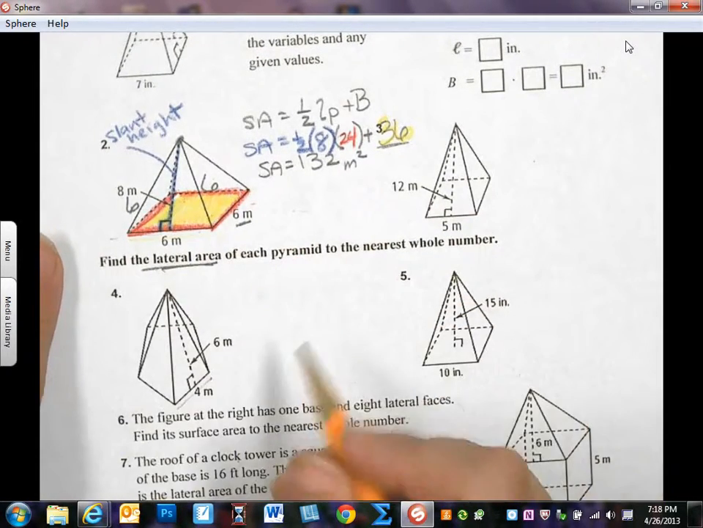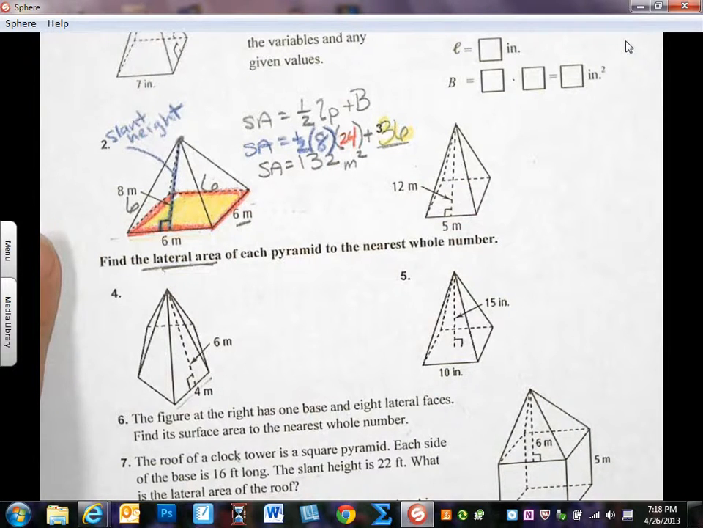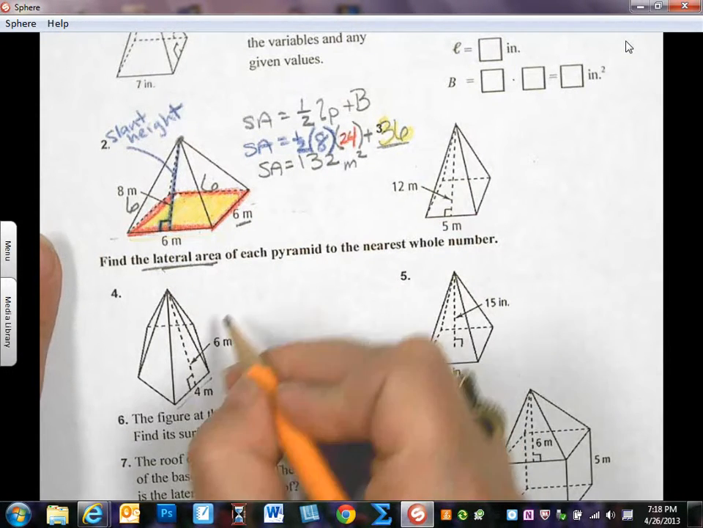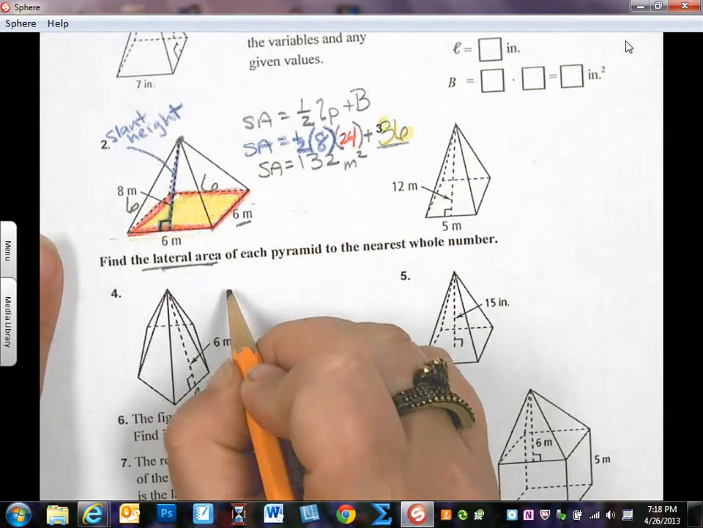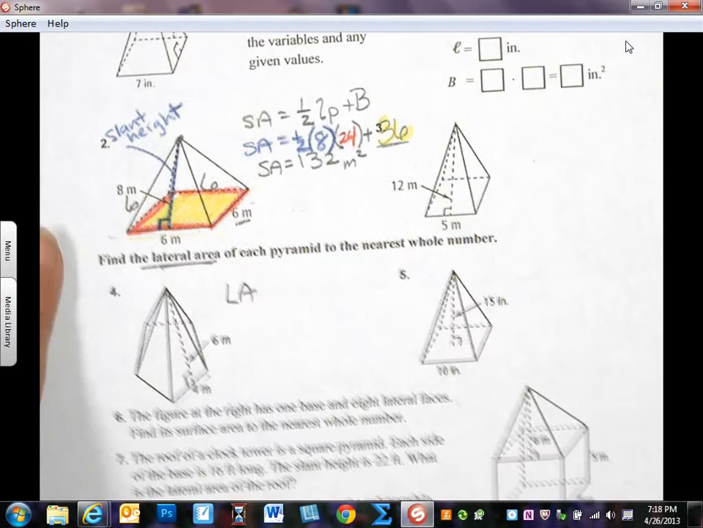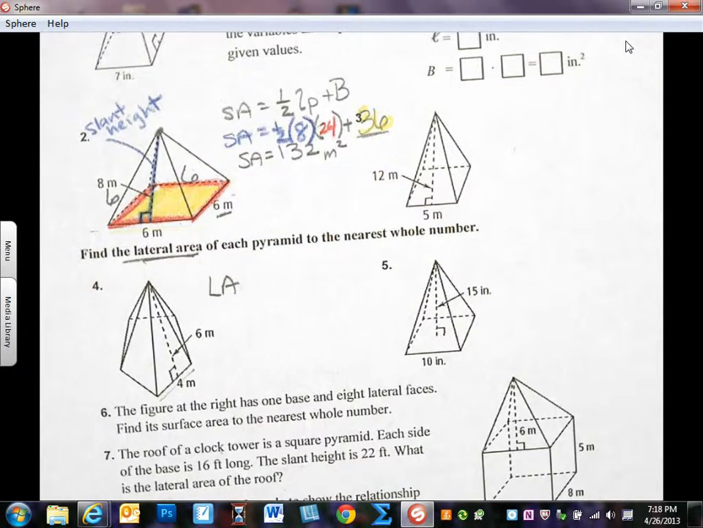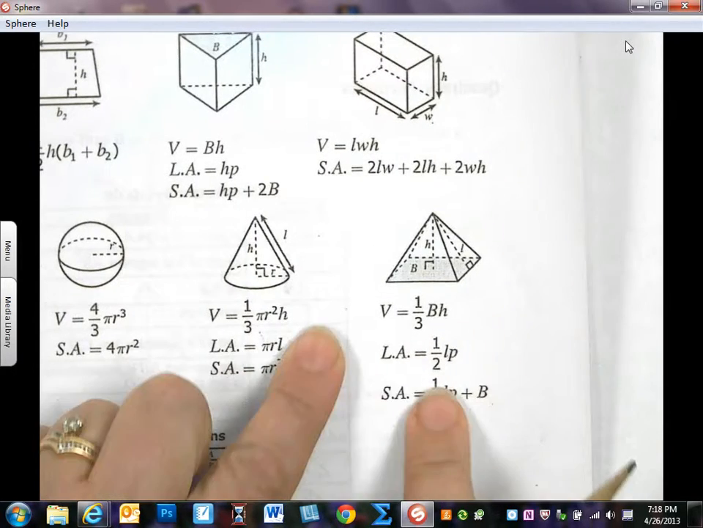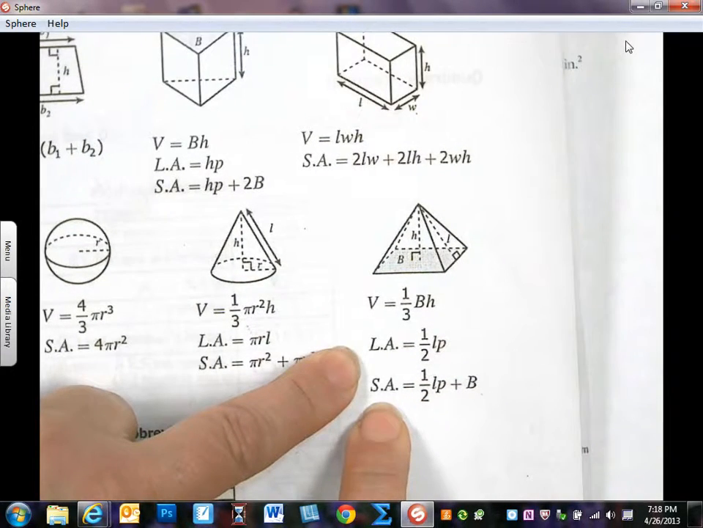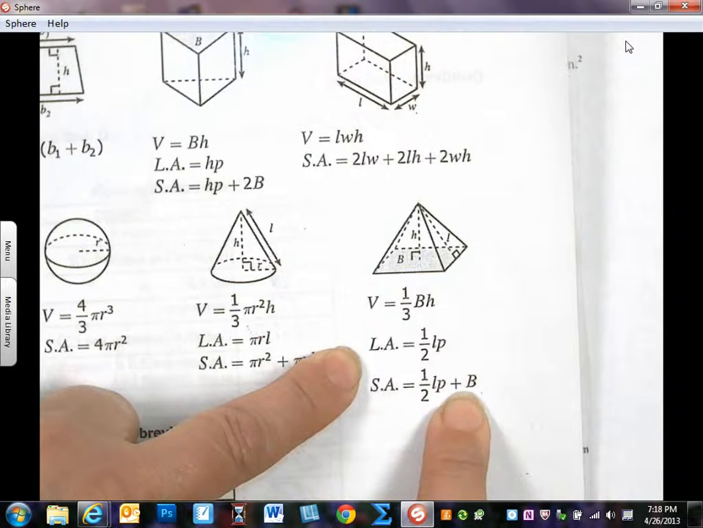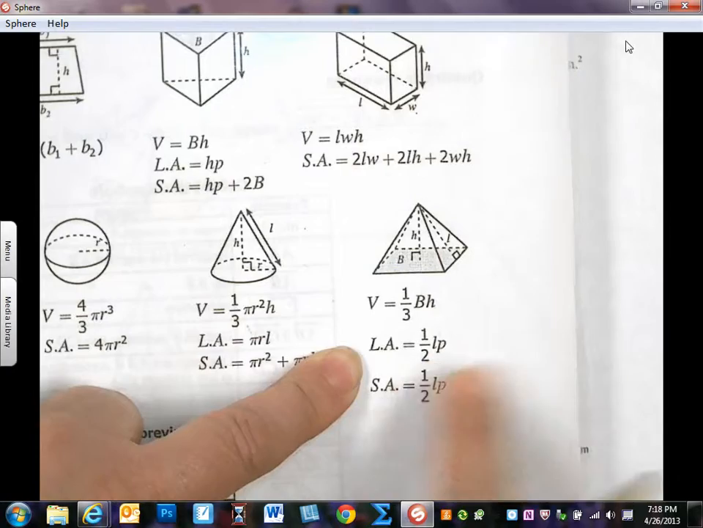So we're going to always pretend that they aren't telling me. It'd be impossible to do it the other way. My formula for lateral area, now if you can't remember, it's fine. It's right here. Notice that the difference between surface area and lateral area is, for surface area, we add the base. So all I'm going to do is write 1/2 the slant height times the perimeter.